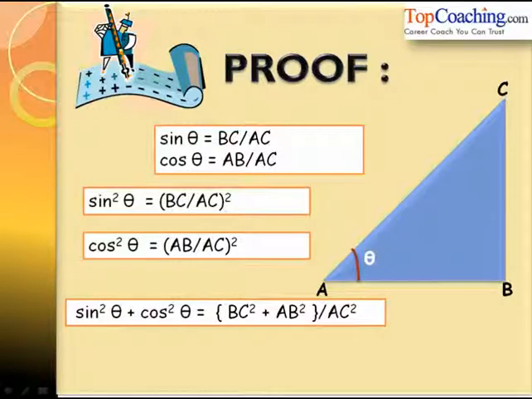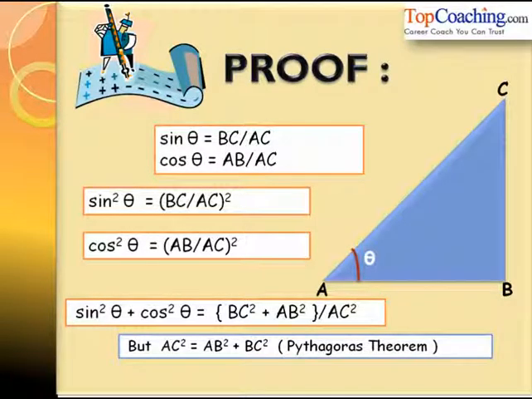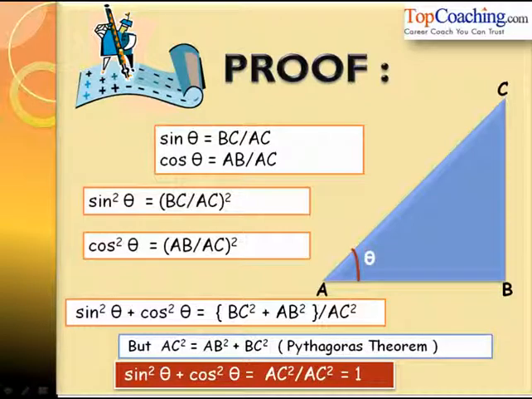Now we also know that AC square is equal to AB square plus BC square. Why? Because this is a right angle triangle, and using the Pythagoras theorem we get AC square equal to AB square plus BC square. So if we put BC square plus AB square equal to AC square over here, AC square and AC square get cancelled, and what we get is sin square theta plus cos square theta equal to 1. Thus we have proved this trigonometric identity, that is sin square theta plus cos square theta equal to 1.